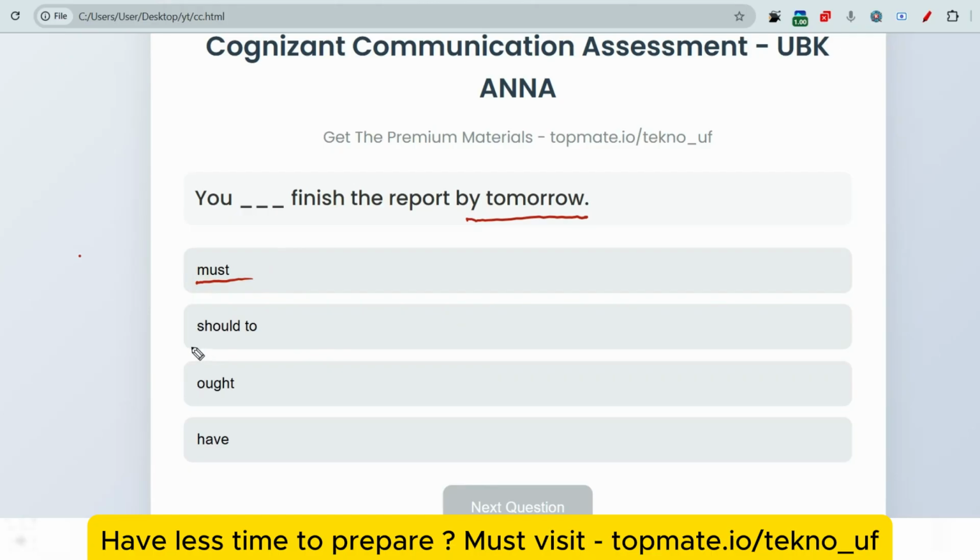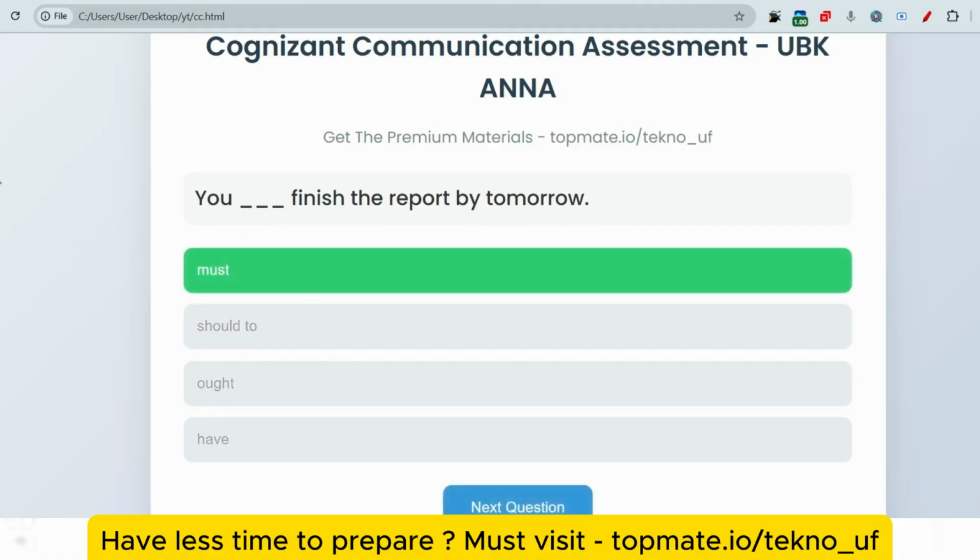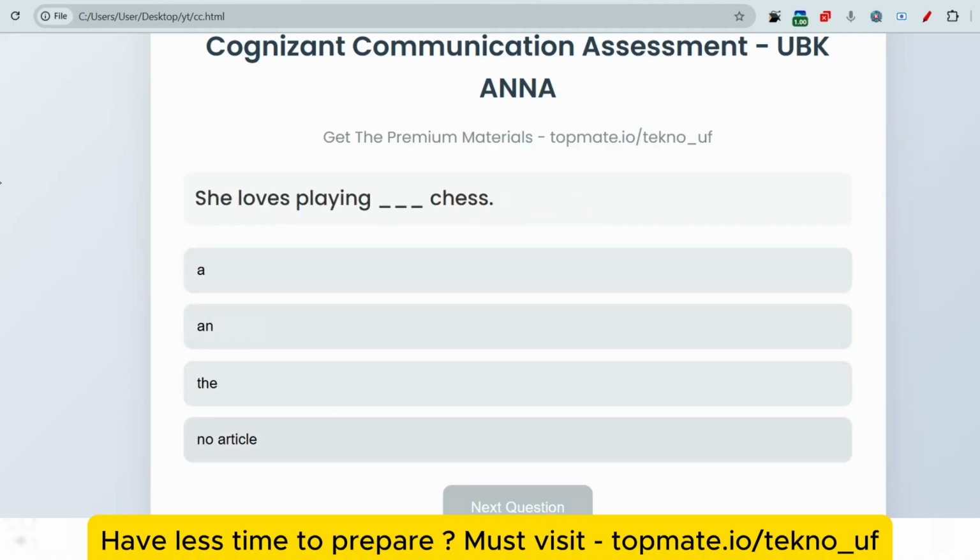If we use should, that means it is not compulsory, it is optional. But in this case they are commanding that, so that's why must should be used. So you must finish the report by tomorrow.